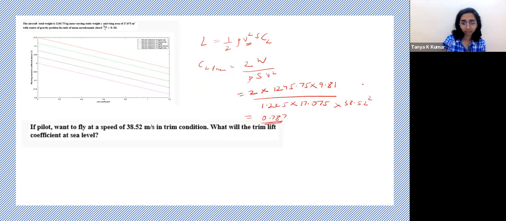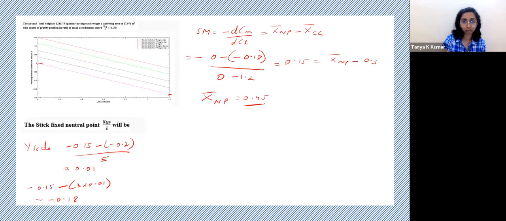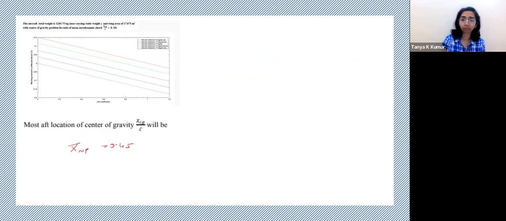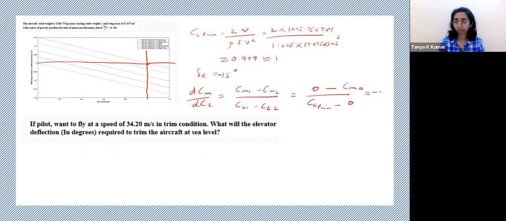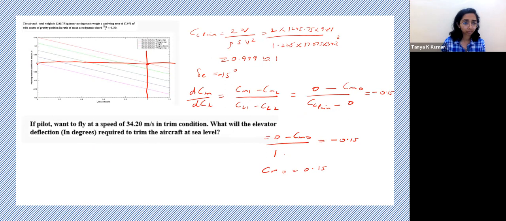Our slope was minus 0.15. Now let's substitute the values. That will be 0 minus CM naught by CL trim, which is approximately 1, is equal to minus 0.15. So your CM naught is 0.15. Now from this graph, you can see that the CM naught value is 0.15 for the red line, which again gives you the same delta E, that is 15 degrees up.